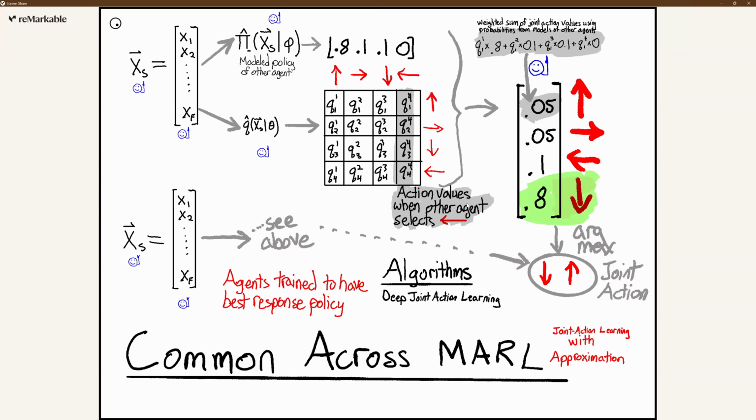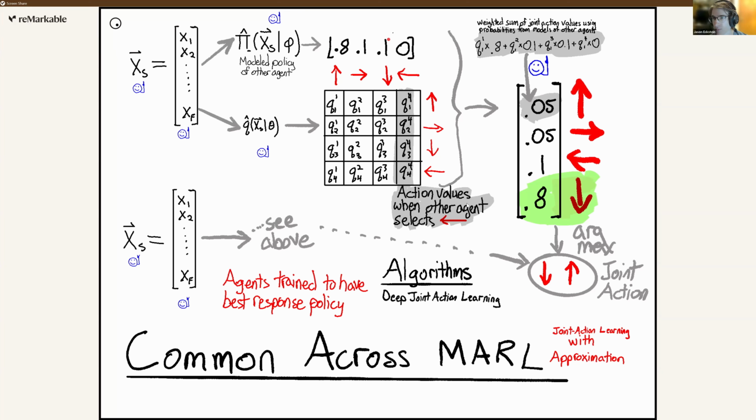So the trick is how do you combine the learnings of the two different agents, right? And I see you have a weighted sum of joint action values. So what are the weights used in that weighted sum? The probabilities of the joint action.